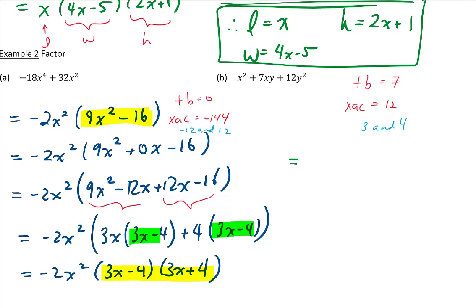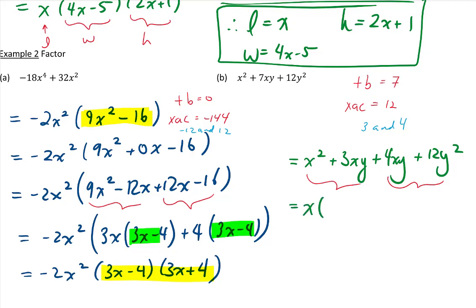So we rewrite the x squared plus 7xy plus 12y squared as x squared plus 3xy plus 4xy plus 12y squared. Remember, we're splitting up the middle term, so 3xy plus 4xy combined together give me 7xy. Same as before, factor by grouping. Take out the common factor of x, and we're left with x plus 3y. Take out the common factor of 4y, and we're left with x plus 3y.